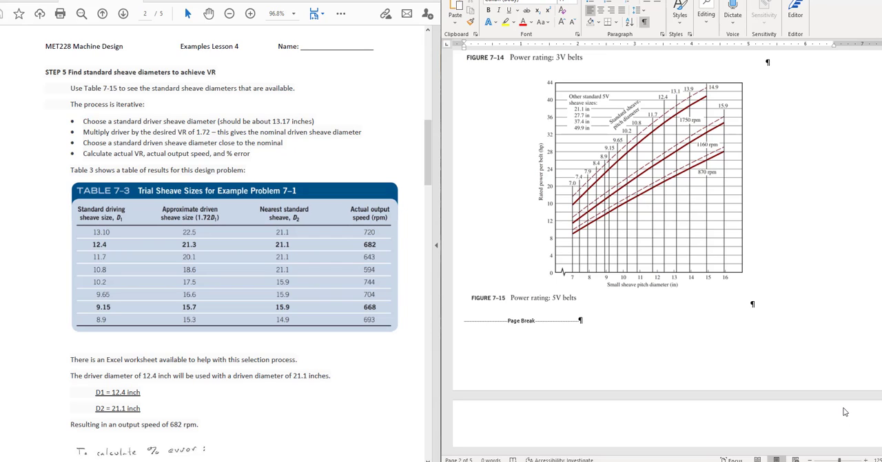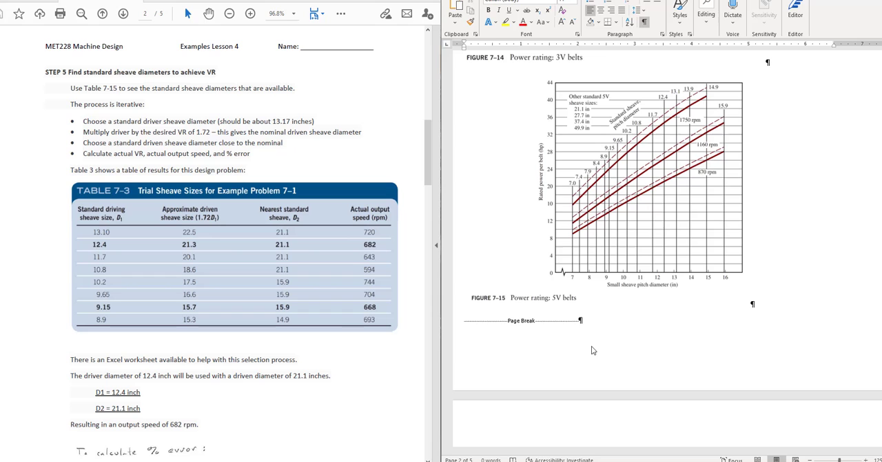Okay, we're in our V-belt drive design problem. Example 7.2, we're on step 5. Find the standard sheave diameters to achieve the velocity ratio. So these pulleys or sheaves, they come in these different standard sizes. The task at hand is to select these sizes that give us the proper ratio of speed reduction. Okay, so how do we know what sizes are available?